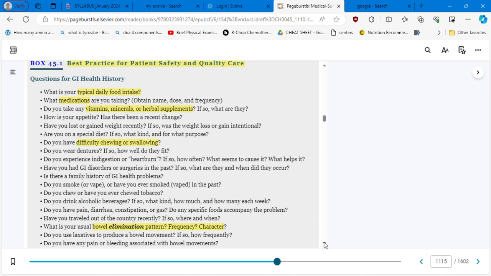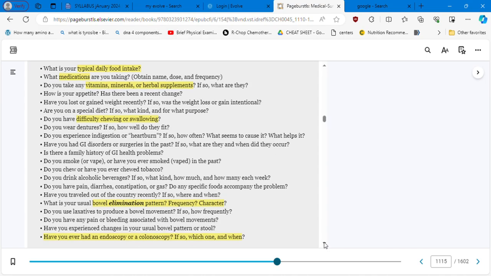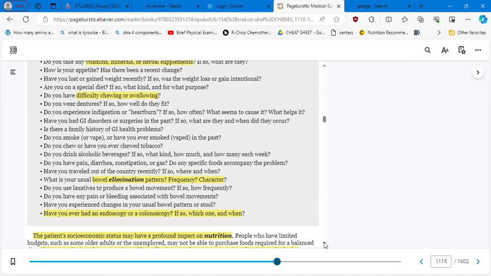Basically, questions for GI health history. Some of them we mentioned already. It is always important to ask about what medication the patient is taking, vitamins, minerals, herbal supplements, difficulty chewing or swallowing, and how is the pattern of bowel elimination.